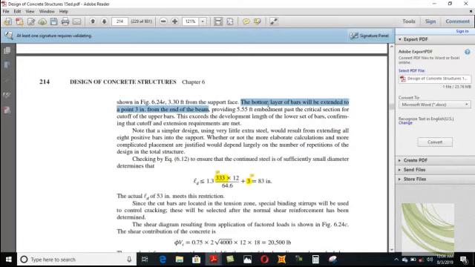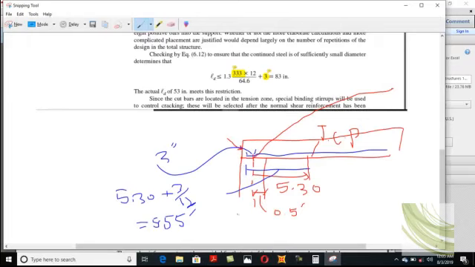This is how they achieve this 5.5 feet. This is the embedment past the critical section for cutoff of the upper bars. This 5.5 feet is from the theoretical point, not from the actual cutoff point. This exceeds the development length of the lower set of bars, confirming that cutoff and extension requirements are met. As this 5.5 feet is more than the Ld, and Ld is roughly, I think, 4.42.